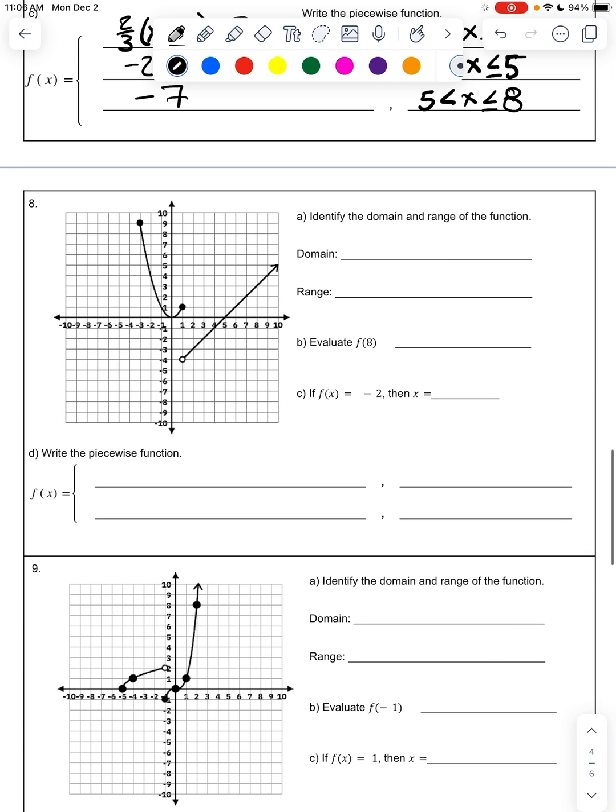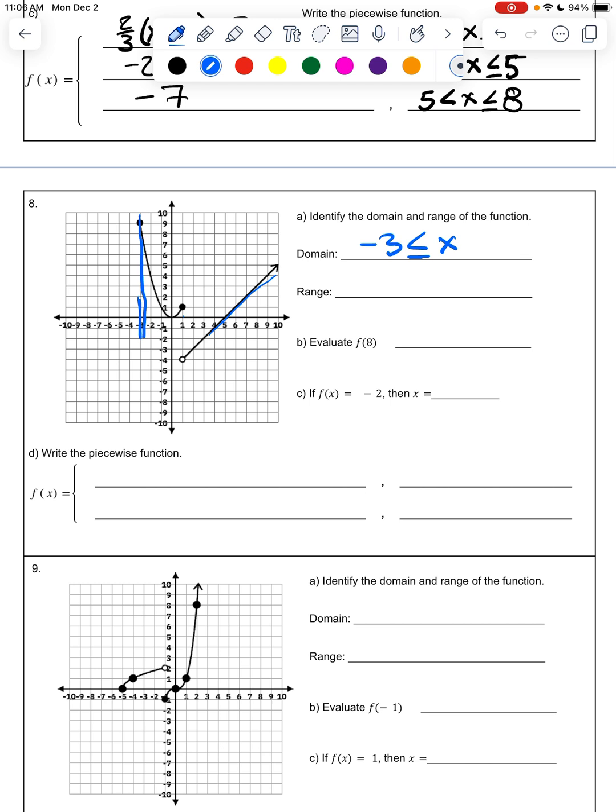All right, number 8, same ideas. Domain in this one, it begins at an x value of -3. The first piece goes up to 1, the second piece picks up at 1, so there's no interruptions. And then it keeps going to the right forever. Oh, there's an arrow. So I'm just going to put this. -3 is less than or equal to x.